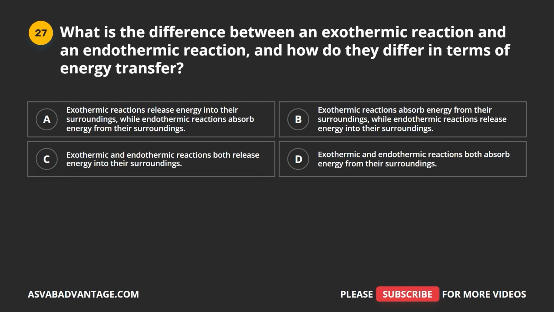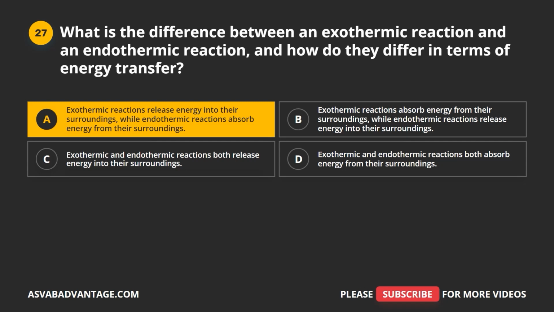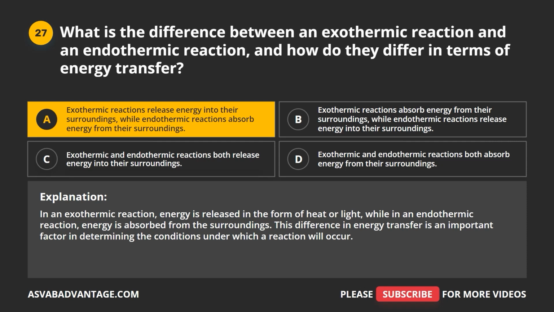The correct answer is A. Exothermic reactions release energy into their surroundings, while endothermic reactions absorb energy from their surroundings. In an exothermic reaction, energy is released in the form of heat or light, while in an endothermic reaction, energy is absorbed from the surroundings. This difference in energy transfer is an important factor in determining the conditions under which a reaction will occur.